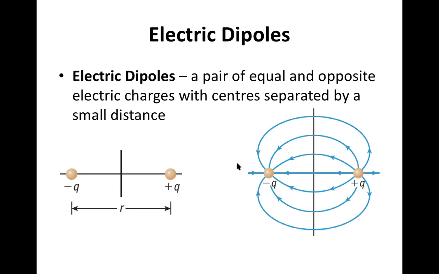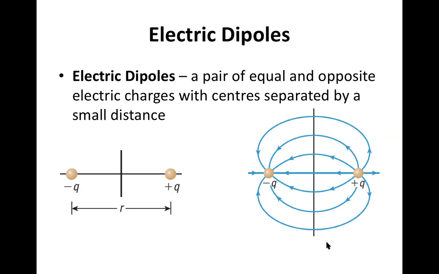So electric dipoles are a pair of equal and opposite electric charges with centers separated by a small distance. And the field lines for each charge are affected by the other charge, and it causes the lines to bend. So it's not like spokes of a wheel anymore or radially going out. There's bending because they're close.